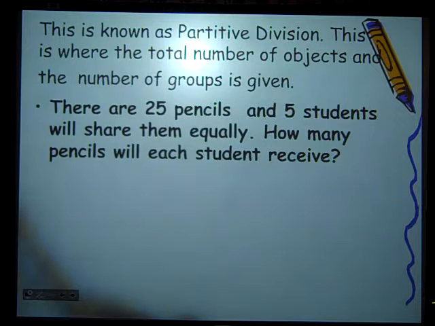There are 25 pencils and 5 students will share them equally. There's that word equally again, right? It's in my key action. Share a set equally. That's also telling me a clue. This might be division. How many pencils will each student receive? Where do you see the word each? In the question sentence. Okay? It's in the question sentence.